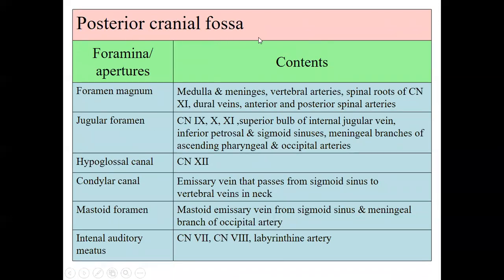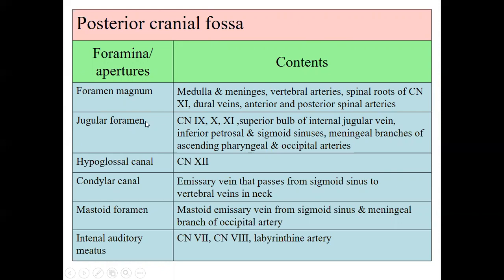Okay, in the posterior cranial fossa, we have several openings. We have the foramen magnum, where these are all the structures passing through: medulla, meninges, vertebral artery, spinal root of cranial nerve number 11, and then we have the dural veins, anterior and posterior spinal arteries. For the jugular foramen, we have the 9th, 10th and 11th cranial nerves. But for the foramen magnum, only the spinal root of the 11th cranial nerve passes.